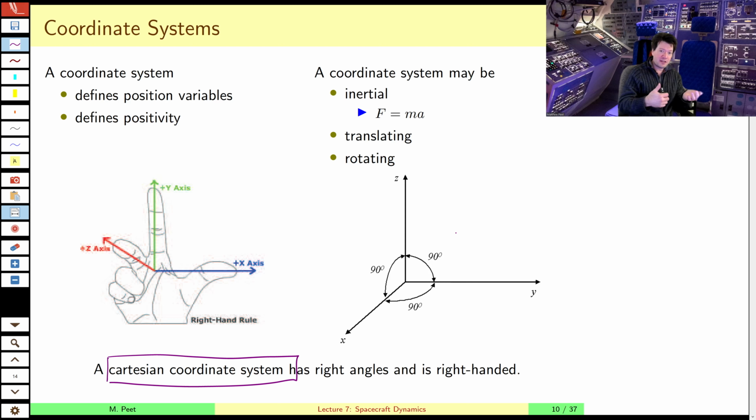There's another right-hand rule for rotations. Basically, if this is your axis, the rotation moves as your fingers curl about the thumb. That's a positive rotation. But we'll come back to that in a second. Again, you've probably seen most of this stuff.